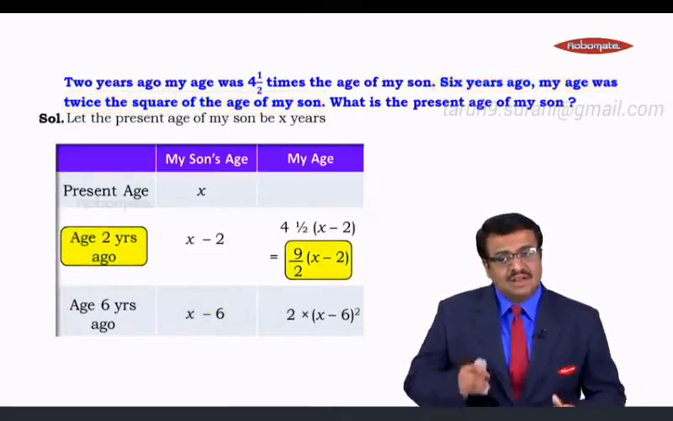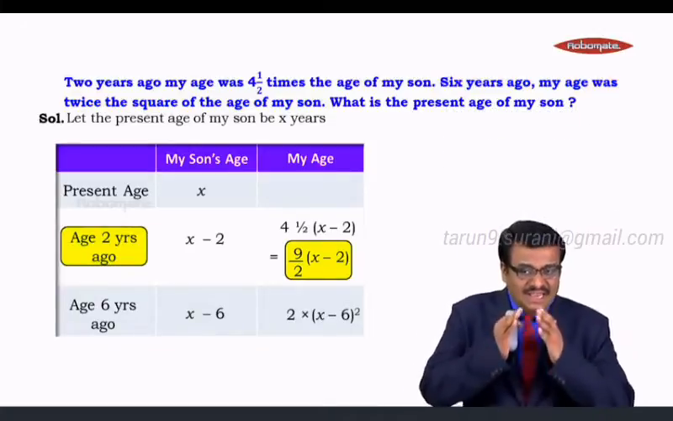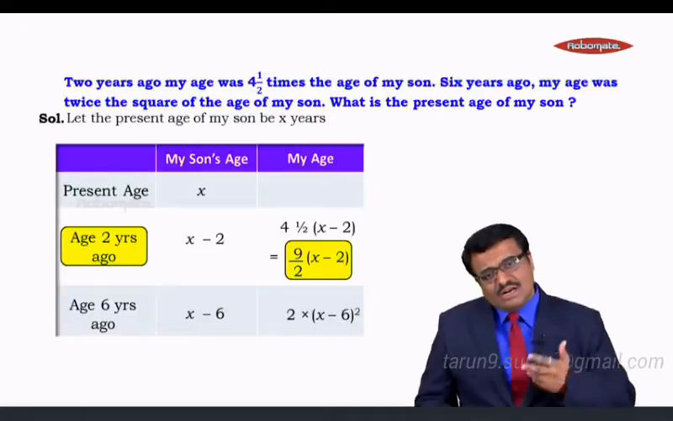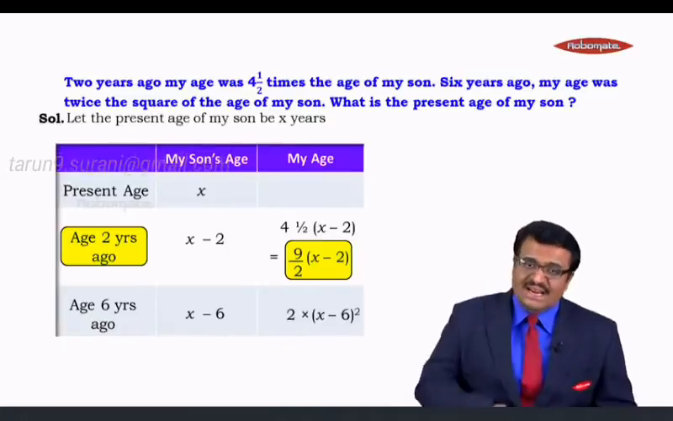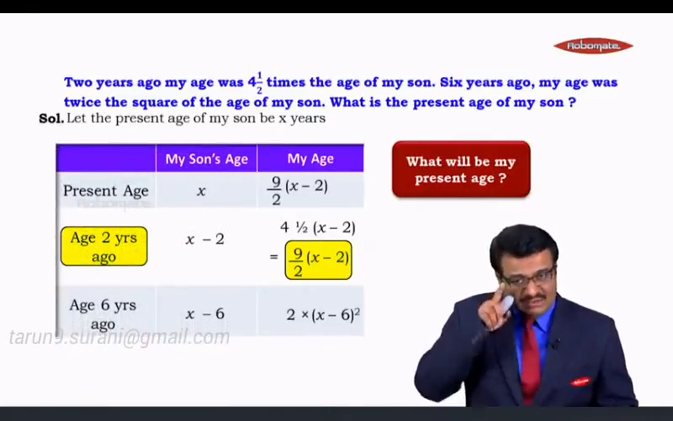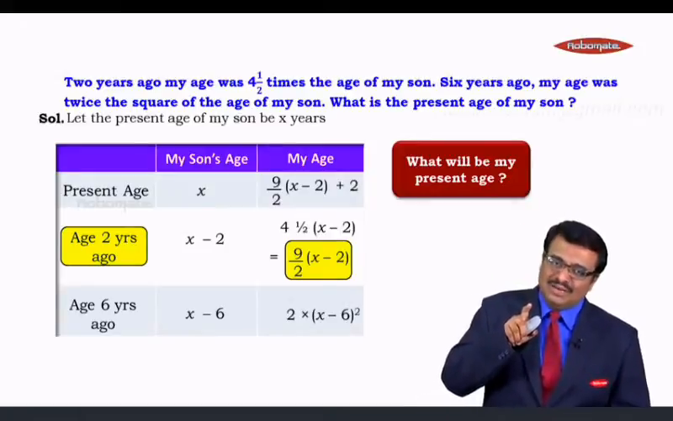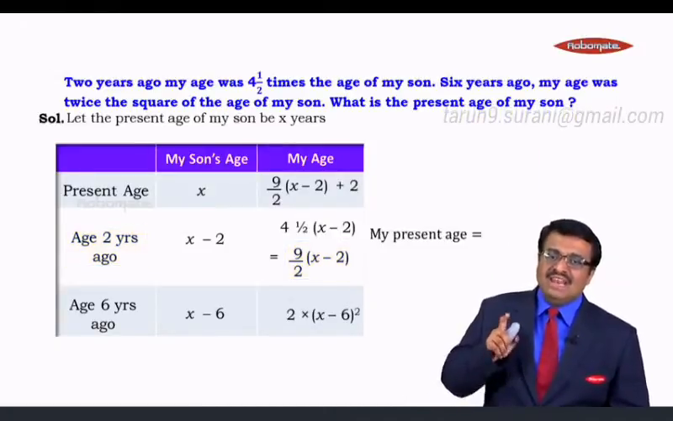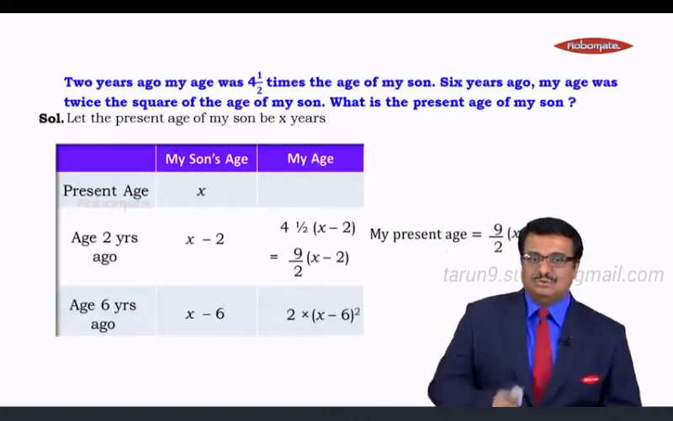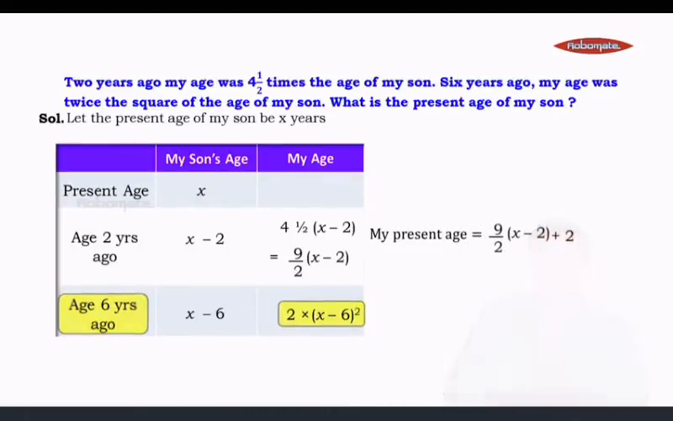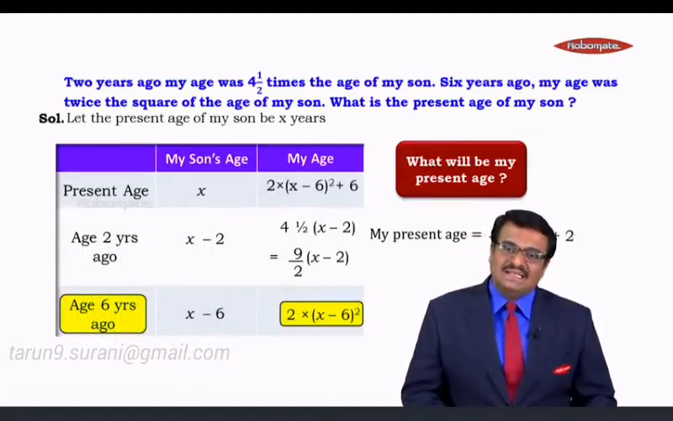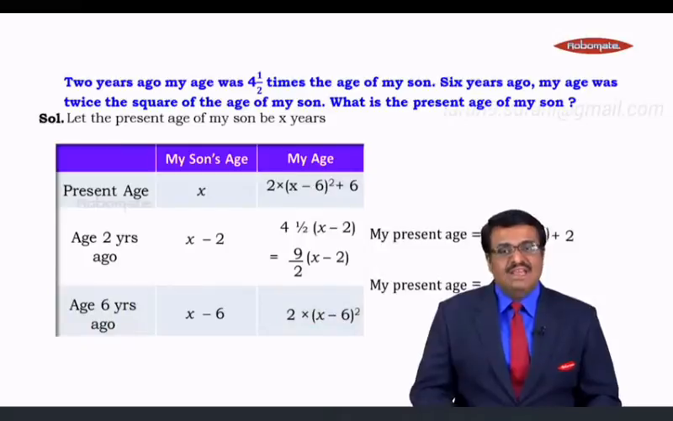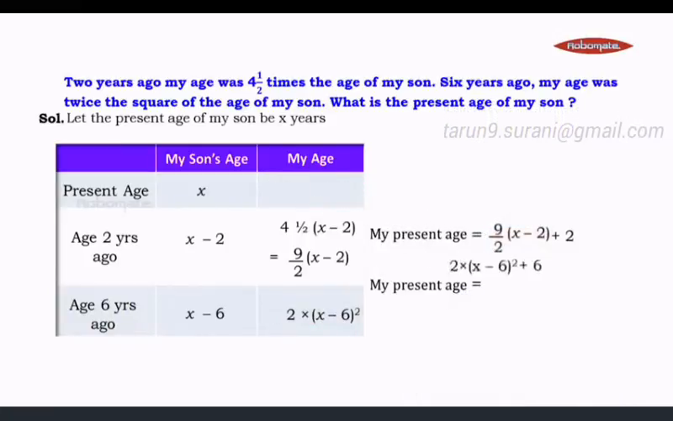Now 2 years ago my age is 9 upon 2 into x minus 2. So can you tell what is my present age? 2 years ago, if this is my age, 9 upon 2 into x minus 2, so my present age will be what? 9 upon 2 into x minus 2, the age 2 years ago, plus 2. Yes or no? So my present age will be 9 upon 2 into x minus 2 plus 2. Similarly, 6 years ago, if my age is 2 into x minus 6 the whole square, what will be my present age? Present age will be my age 6 years ago plus 6, isn't it? So my present age will be 2 into x minus 6 the whole square plus 6.